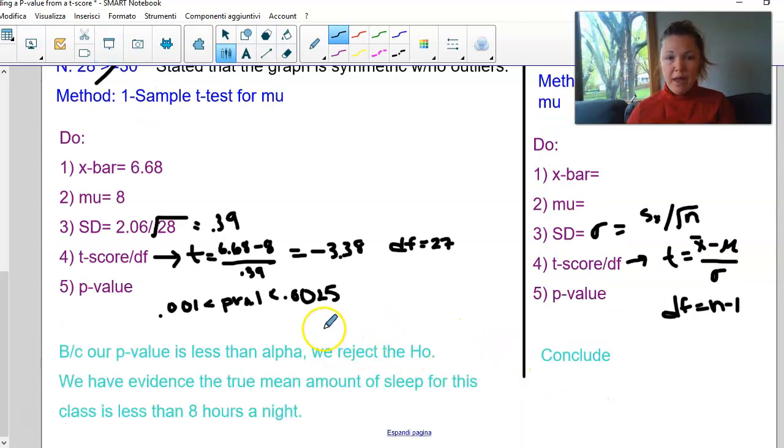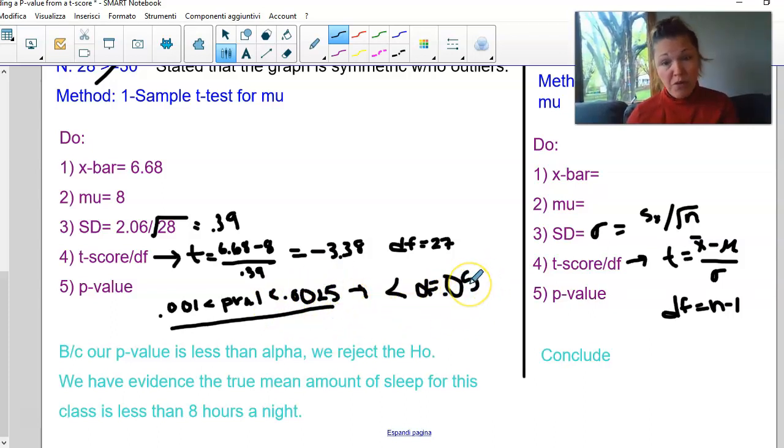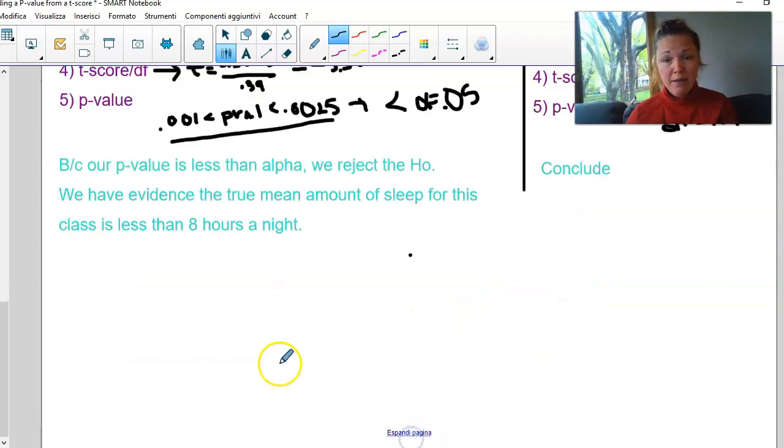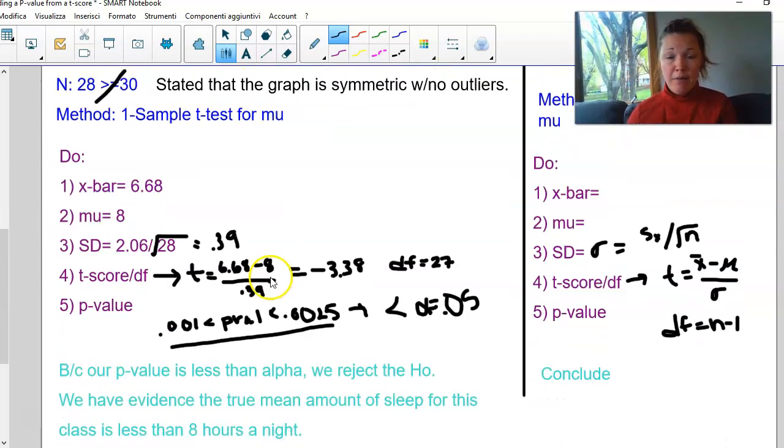Now we need to conclude. We don't know exactly what our p-value is, but we know at most it cannot be any greater than 0.0025, and 0.0025 is less than alpha equals 0.05. So our p-value has to be less than 0.05. I stated it right here: because our p-value is less than alpha, we reject the null hypothesis, and we have evidence for the HA. What is the HA? The true mean amount of sleep the students got last night is less than 8 hours.